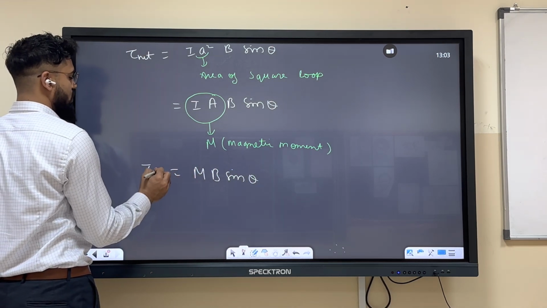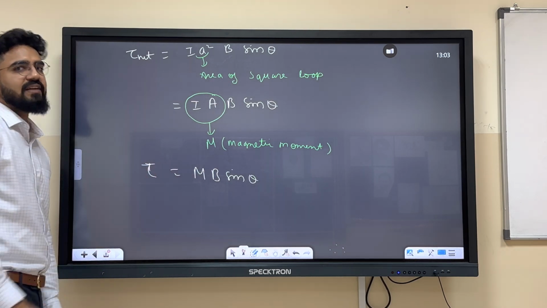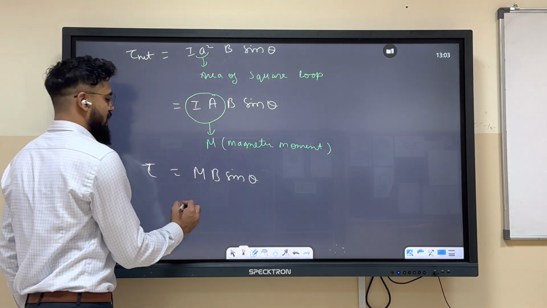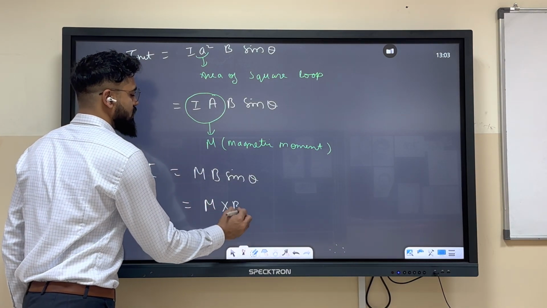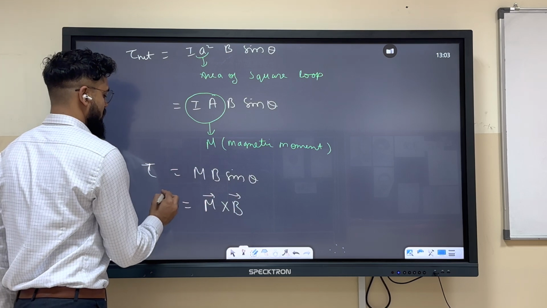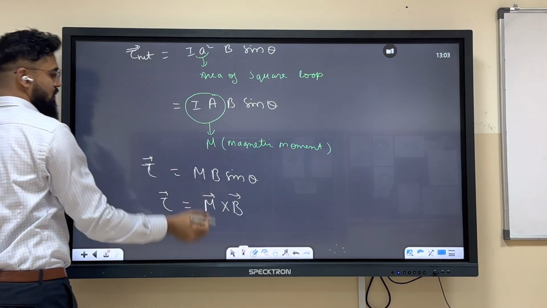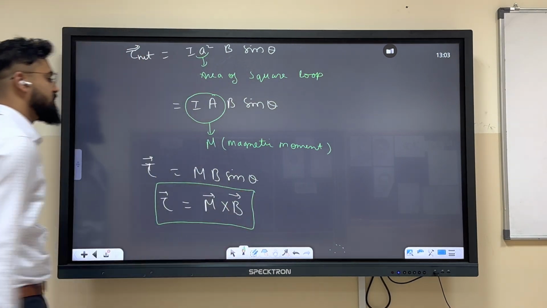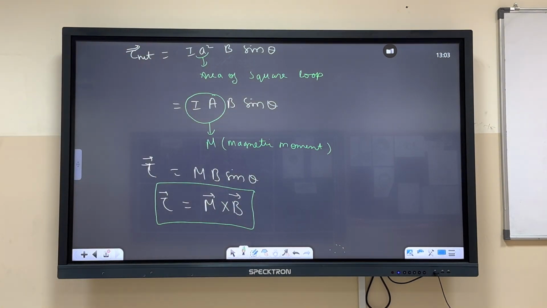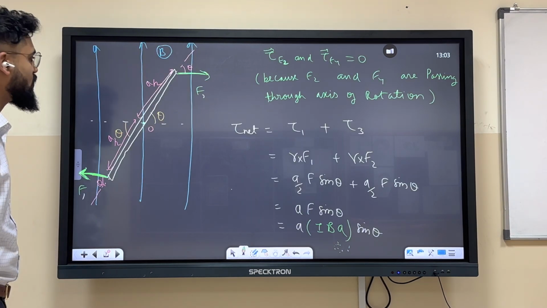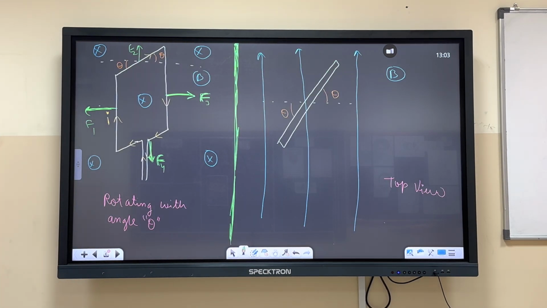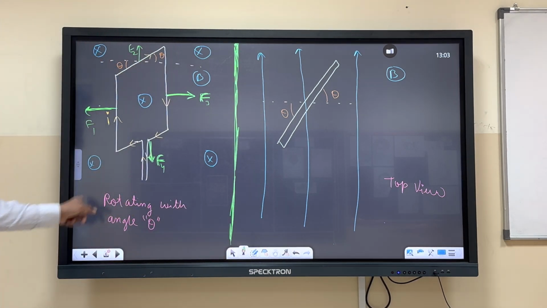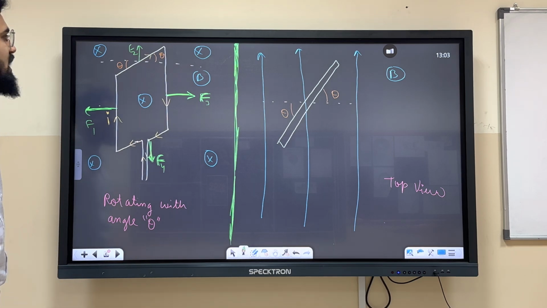So now torque over here, if sin theta is there, how can you just absorb the sine? By doing cross. So answer will be M cross B. Okay. So please watch this full derivation one more time. Problem कहाँ होता है कि in visualization, how we are visualizing this? What is side view? What is top view? Are you getting it?